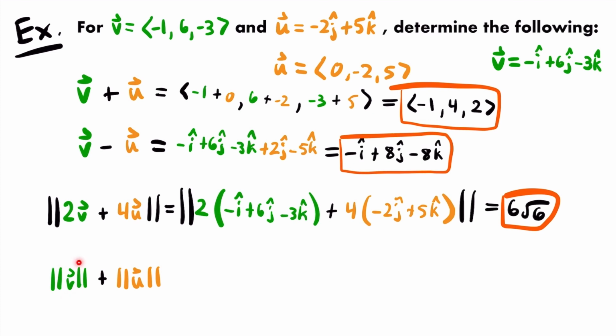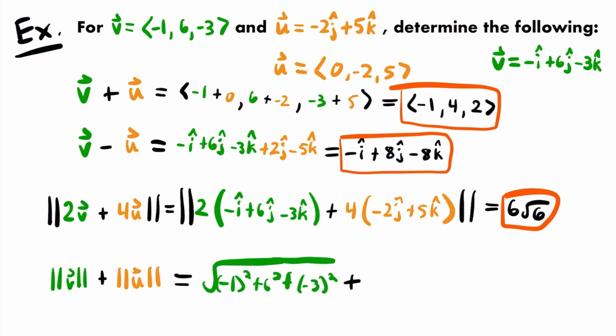Lastly, we want to add the magnitude of vector v to the magnitude of vector u. So let's start by calculating each of those individually. The magnitude of vector v will be equal to the square root of the sum of the components squared. So we'll have the square root of negative 1 squared plus 6 squared plus negative 3 squared. And then we're going to add that to the magnitude of vector u, which will be the square root of its components squared. So we'll have 0 squared, which is 0. But then the other two will have negative 2 squared plus 5 squared.